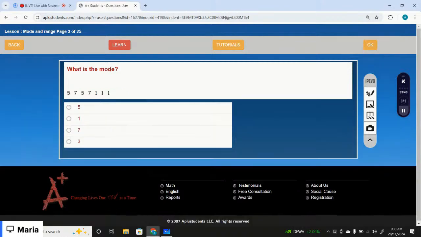What is the mode? The correct option is 1. 1 is the number that appears the most of the time in the given data.